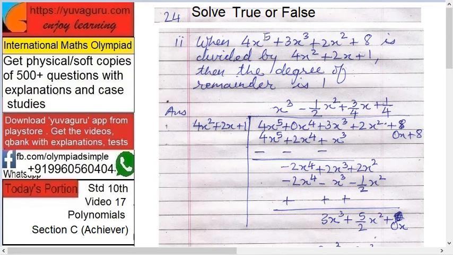Next, when 4x^5 + 3x^3 + 2x^2 + 8 is divided by 4x^2 + 2x + 1, then the degree of remainder is 1. That is true or false, we have to find out. So here it's simple division, we have to do it. Firstly, always check whether the degrees, means powers of x, are in linear fashion. If not, arrange them.